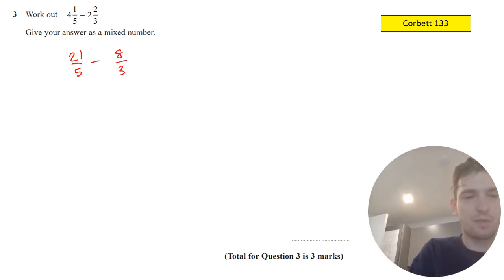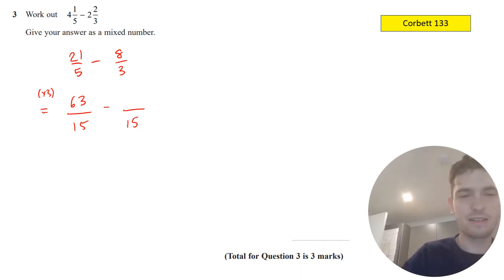And then I need to change both of these numbers into the same denominator. 5 times 3 is 15. So I'm going to multiply the first numerator by 3, because 5 times 3 is 15. So 21 times by 3, 63. Should be able to do that in your head. And then 8 times 5 is 40. And then subtracting the numerators, we have 23 over 15.